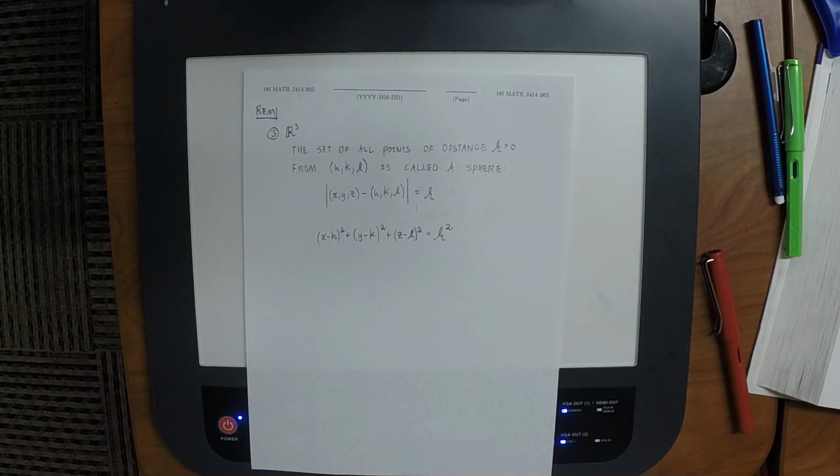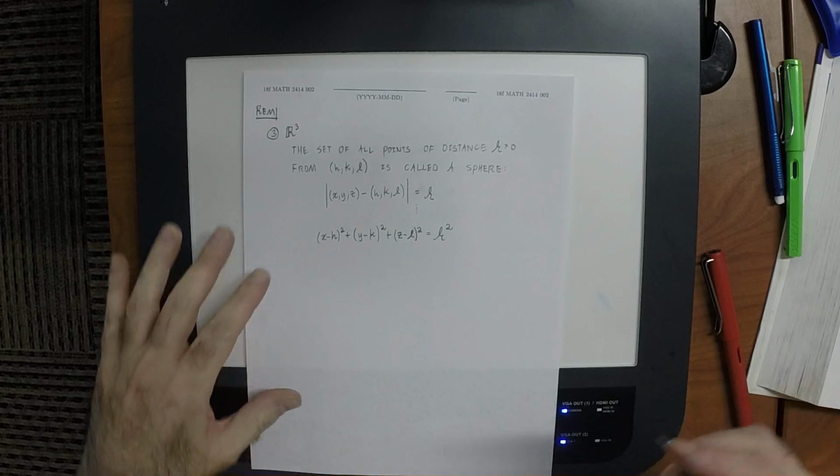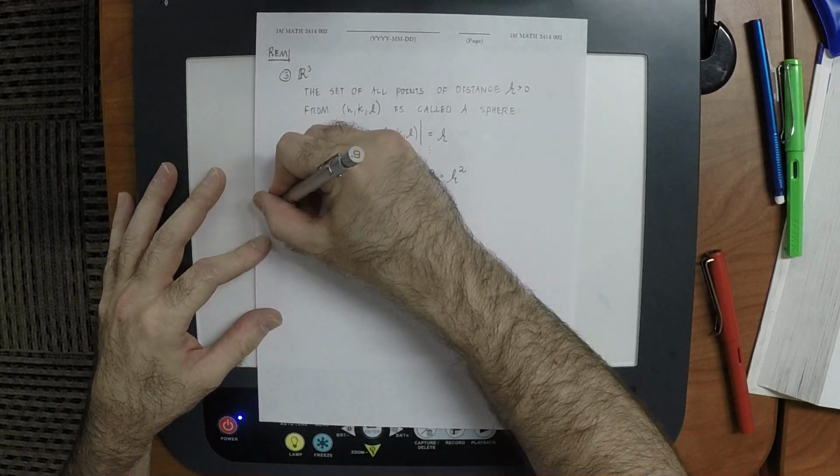Okay. Any question about these definitions? All right. Now I have a question. Kind of got to think about it.